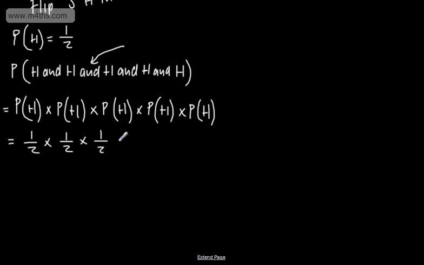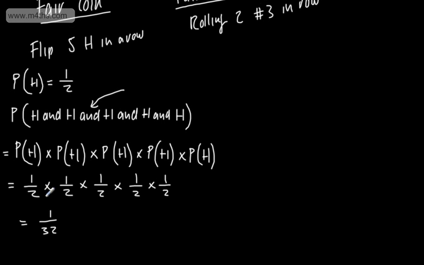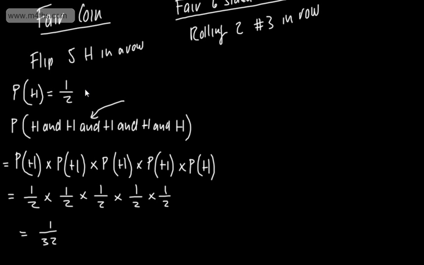Times it by 1 over 2 is 1 over 8. Times it by 1 over 2 is going to be now 1 over 16. Times by 1 over 2 is going to give us 1 over 32. What we could have said here is that this is 1 over 2 to the power of 5. So the probability of me flipping a fair two-sided coin 5 heads in a row is 1 out of 32.